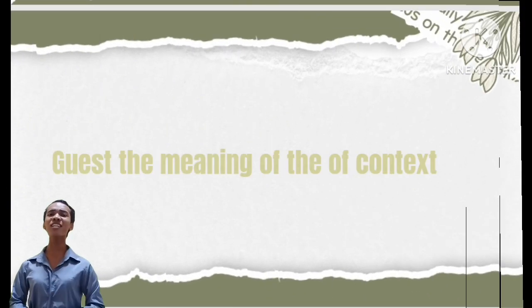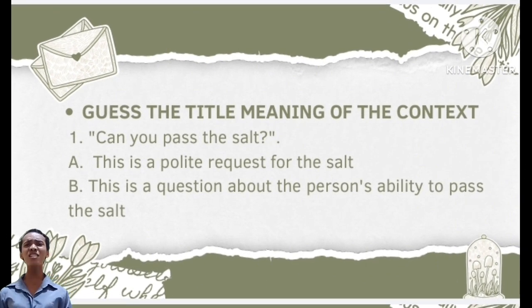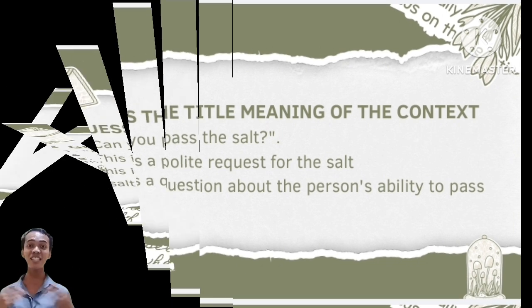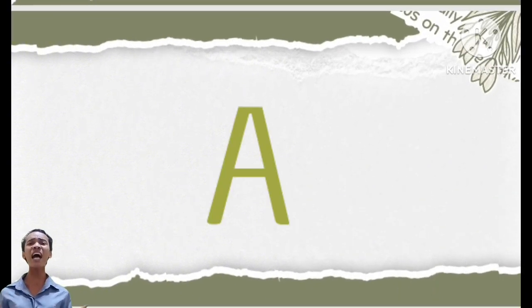Our activity is entitled Guess the Meaning of the Context. The context will flash on your screen and you are given at least 5 seconds to think of your answer. The first context is: can you pass the salt? Letter A, this is a polite request for the salt. Or letter B, this is a question about a person's ability to pass the salt. Technically speaking, the answer is A.